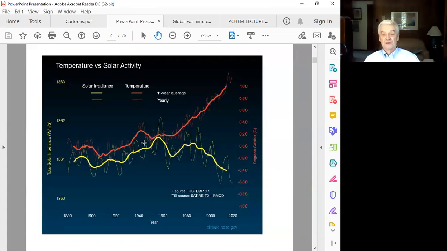And also relevant on this is solar irradiance. In other words, this is how much energy the sun is hitting on the earth. And so we see we're getting the temperature change despite the fact that the sun has been producing less energy hitting the earth.